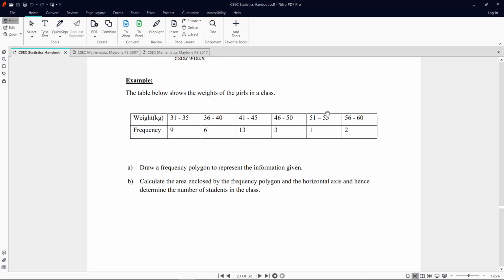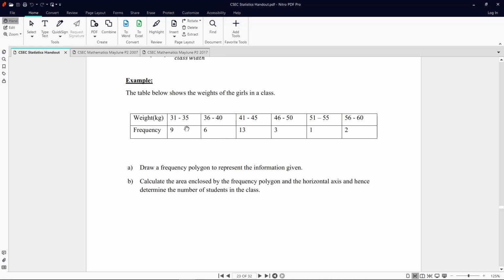Sure, 5. How did you get 5? Because each of the groups have 5. Yeah, but how did you get it? Because it doesn't. So now, remember, if the examiner asks you to show the class width, you'll have to actually calculate it.